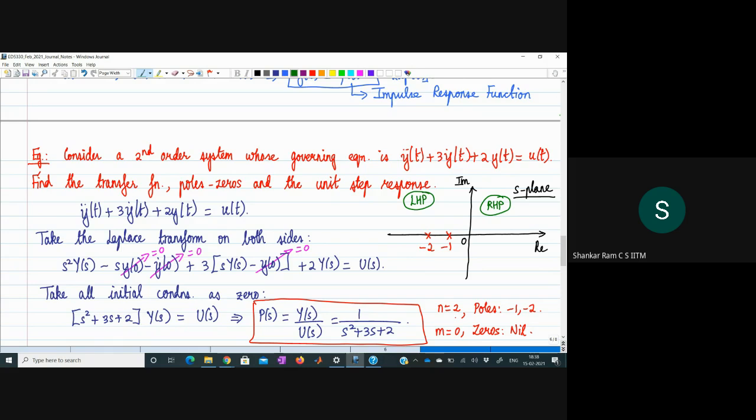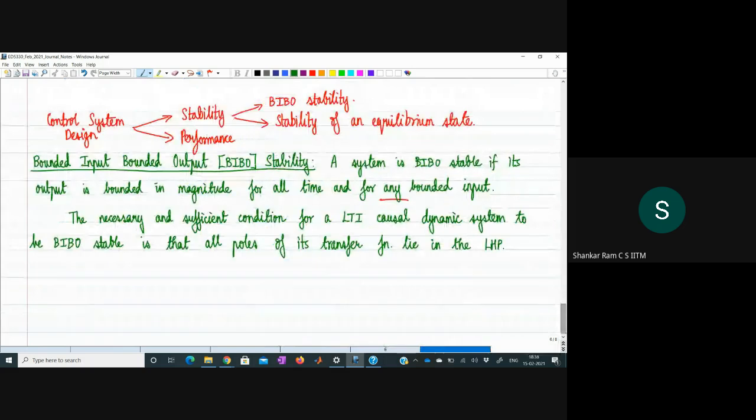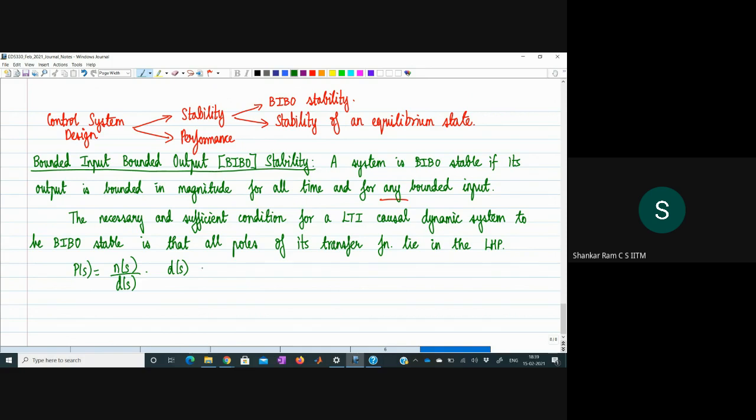Okay, so the necessary and sufficient condition for BIBO stability is that all the poles of the system transfer function lie in the left of the complex plane. If you look at the plant transfer function, write it once again as a ratio of two polynomials, N(s) and D(s). Essentially, we are looking at the roots of the polynomial D(s). So some people will say the necessary and sufficient condition is that D(s) should be Hurwitz.